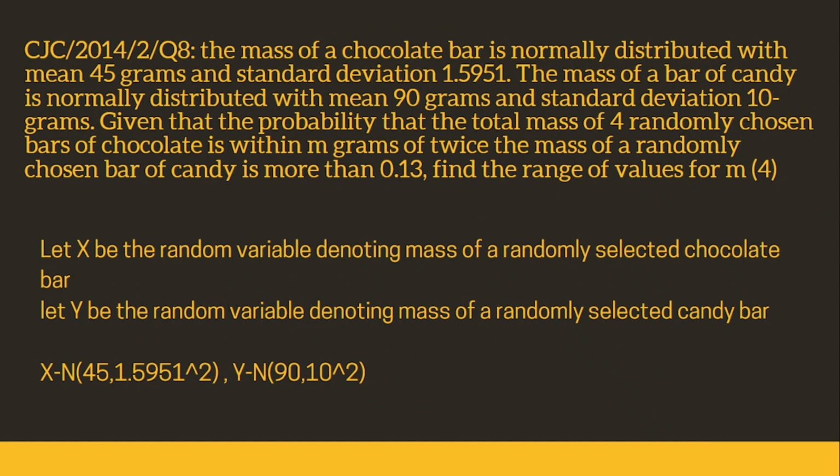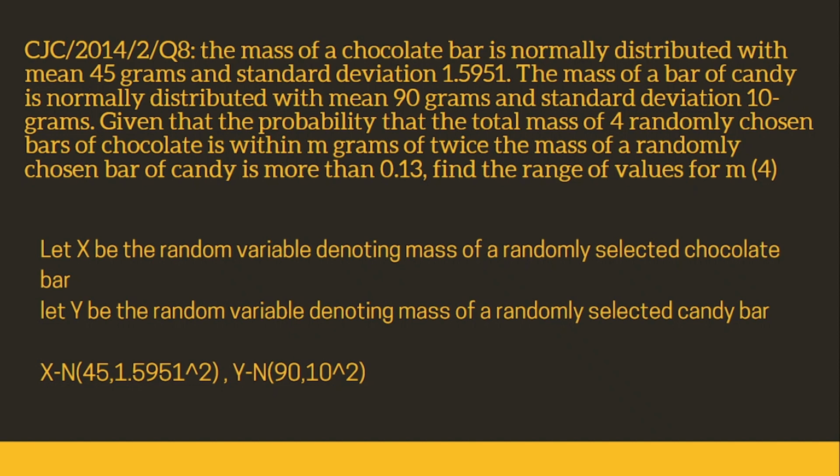The mass of a chocolate bar is normally distributed with mean 45 grams and standard deviation 1.5951. The mass of a bar of candy is normally distributed with mean 90 grams and standard deviation 10 grams. Given that the probability that the total mass of 4 randomly chosen bars of chocolate is within m grams of twice the mass of a randomly chosen candy bar is more than 0.13, find the range of values for m, and this is worth 4 marks.